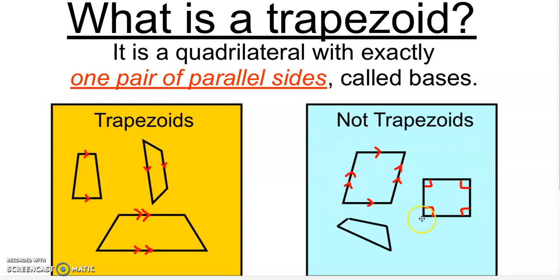And over here, we don't have trapezoids. This has two sets of parallel sides, so this is not one. This also has two sets, so that's why it's not one. And over here, we don't have anything marked parallel, so that's why this one is not.